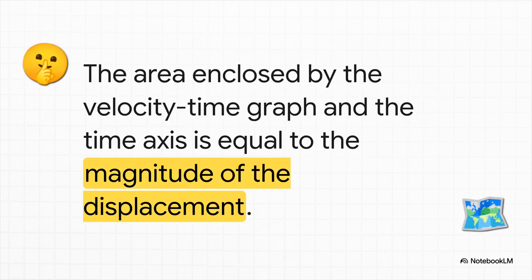But this graph has a hidden secret. That space underneath the line, it's not just empty space on a chart. If you calculate the area of that rectangle, height times width, or in this case, velocity times time, you get the total distance the object traveled. It's this whole other layer of information hiding in plain sight.